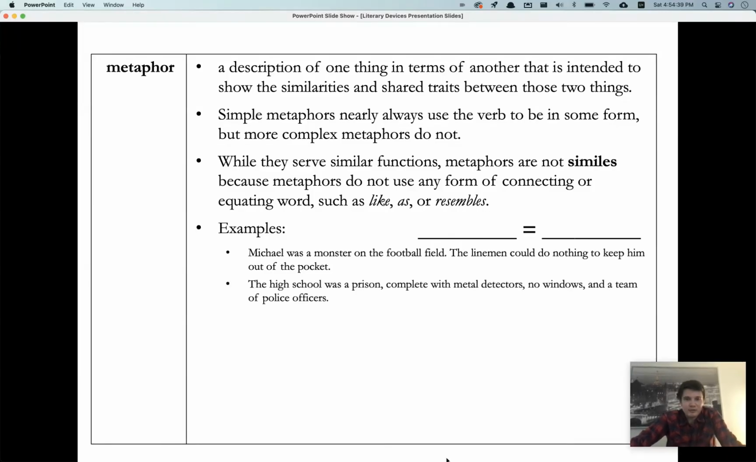The high school was a prison, complete with metal detectors, no windows, and a team of police officers. I've been to a school like that before. It's creepy. So you've got the high school on one side. High school equals prison. That's the comparison. That's the metaphor. Her heart was completely broken. Right. Her heart equals some kind of fragile object that can be shattered, like a plate or a figurine.